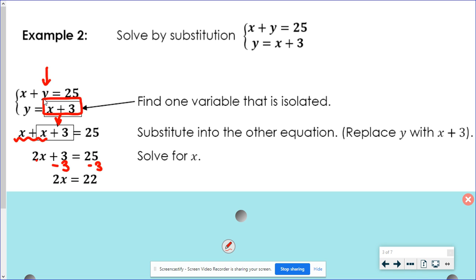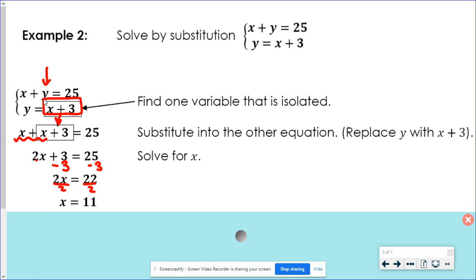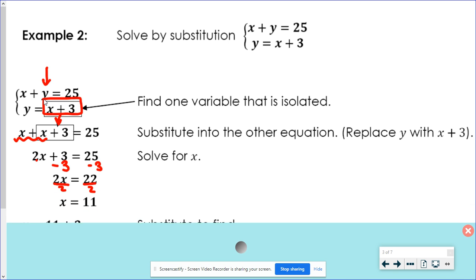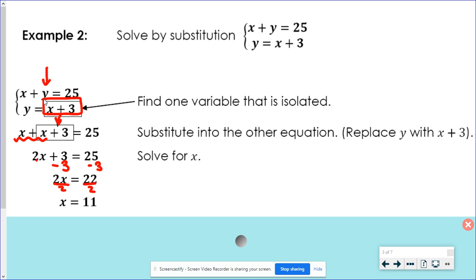And that's how I get that 2x equals 22. I'm just going to show this division right there quickly because then I can find out that x is 11. Once I know what the x is, I still do need to find the y.